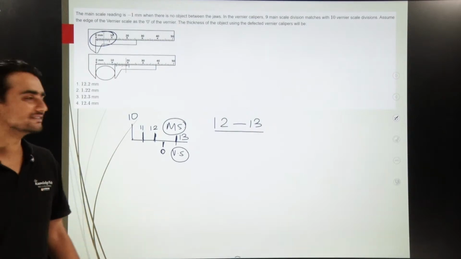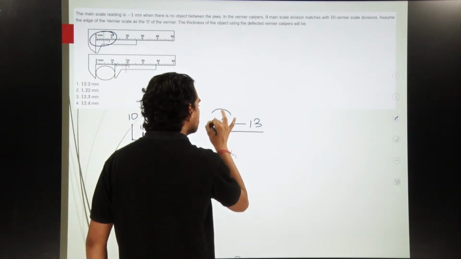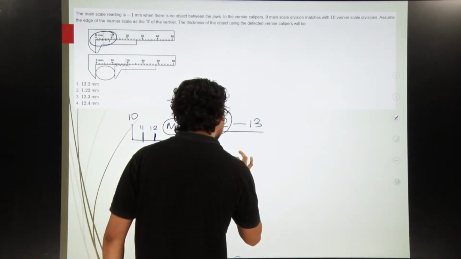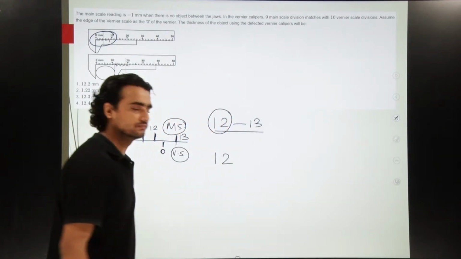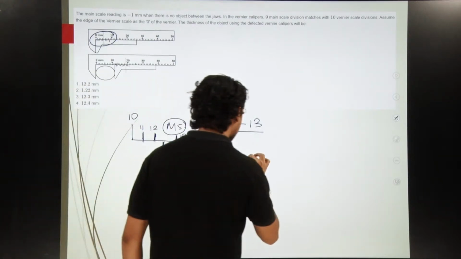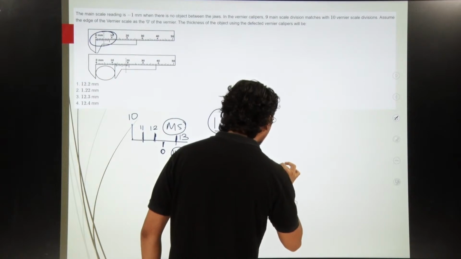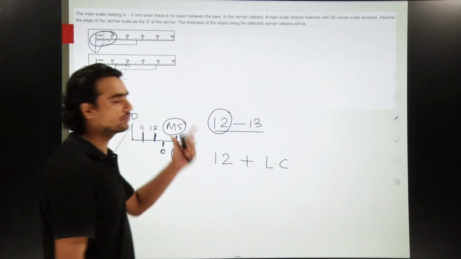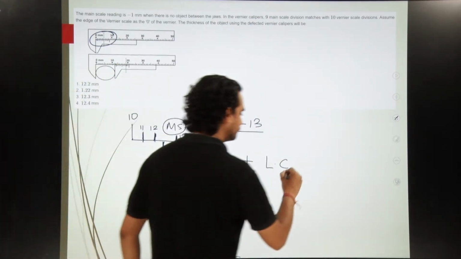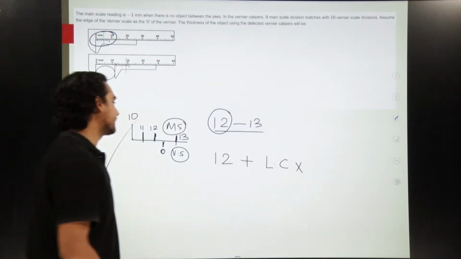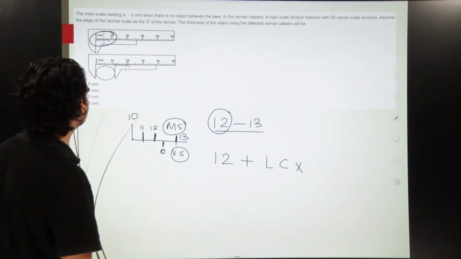So what is the main scale reading? Main scale reading will always be the smallest one. So that is 12. Plus I'll write the least count of the scale, whatever the least count of the scale is, into. Now second step, listen very closely.